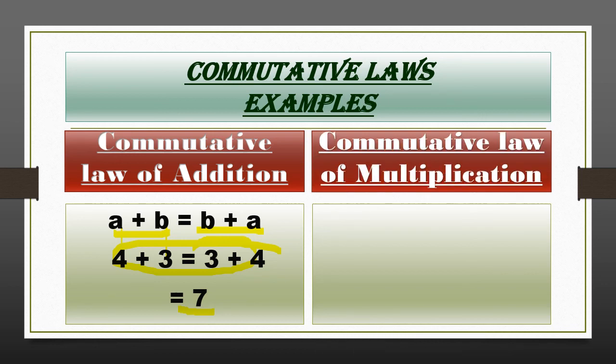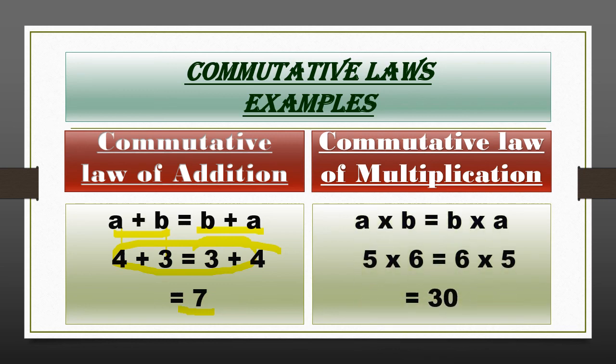As per this property, the commutative law of multiplication, if A and B are any two numbers, then A multiplied by B is equal to B multiplied by A. Now, if we consider A as 5 and B as 6, and put these numbers in the given property, when we multiply two numbers, the answer we get will remain the same even if the position of the numbers is interchanged.